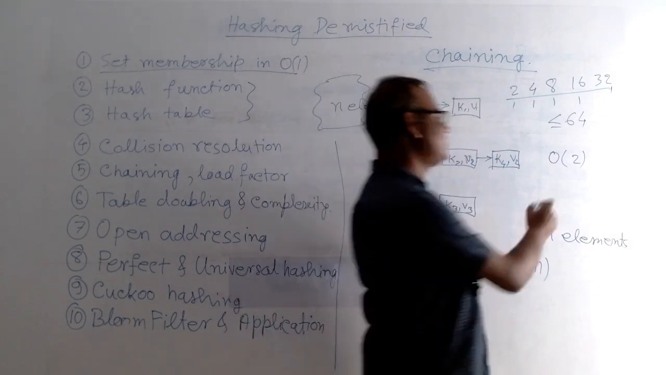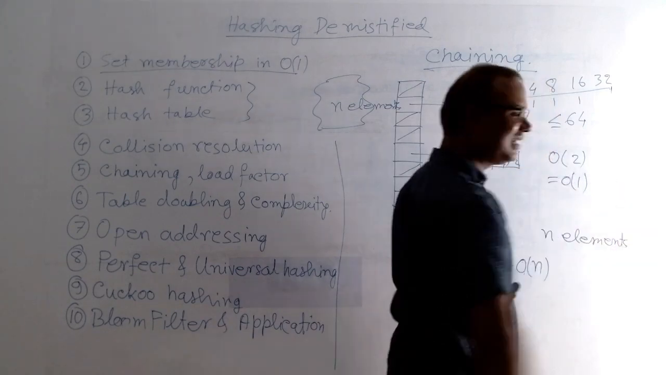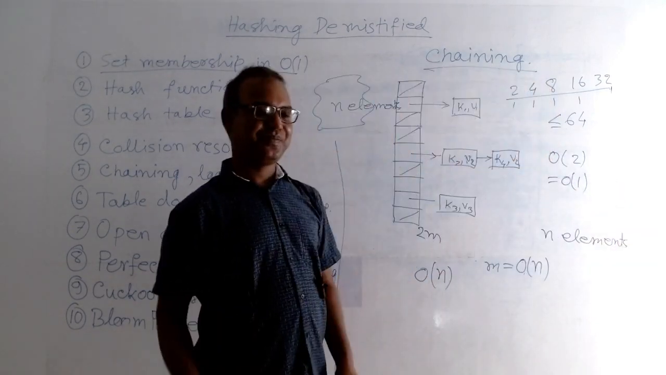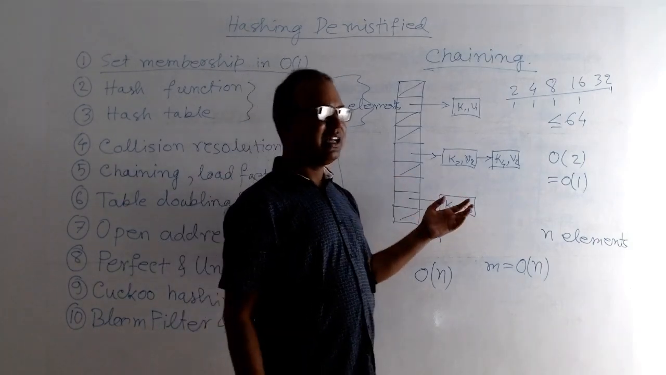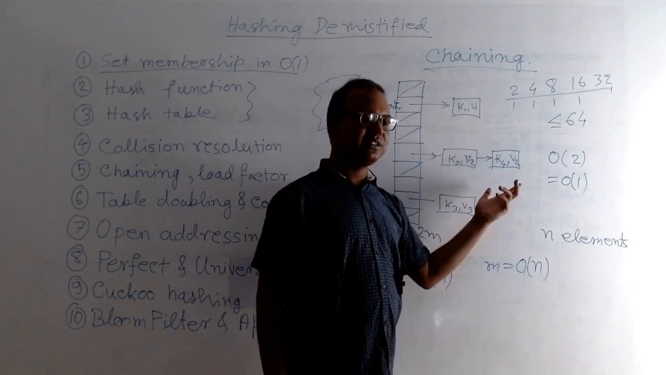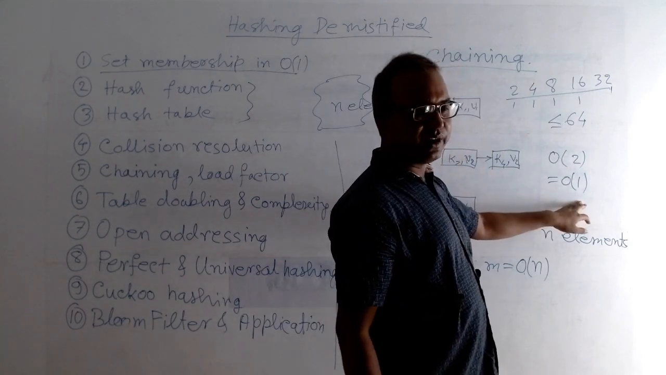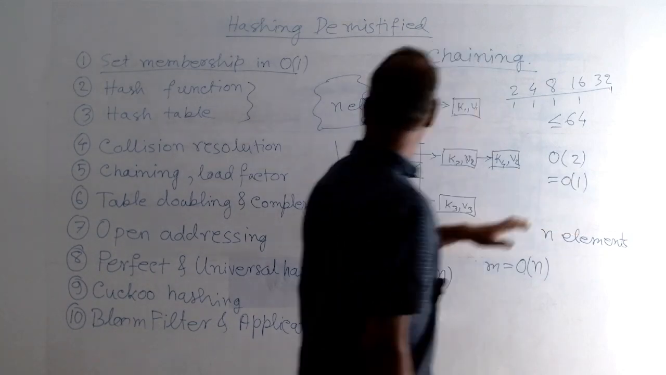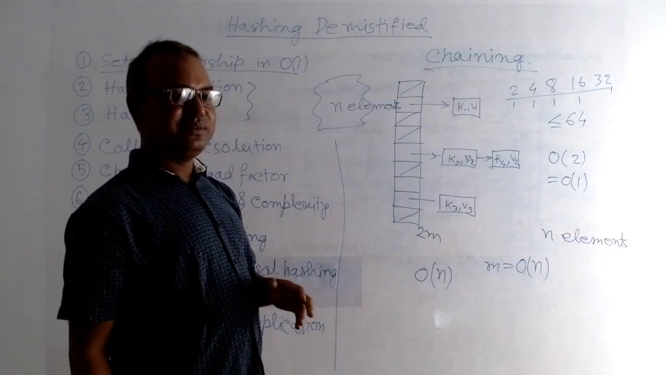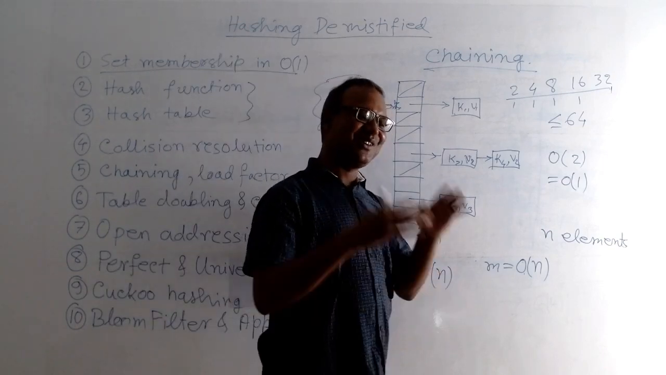That is the beauty of order notation. We can write order of 1. So even if we are doubling the table, which looks like a very costly operation, it will still give us the complexity of order of 1. Once we have doubling, there is an associated concept of shrinking the table if we have deleted a lot of elements.